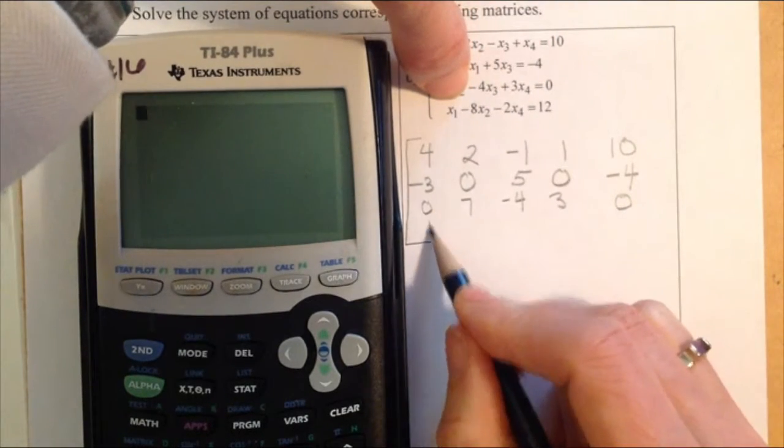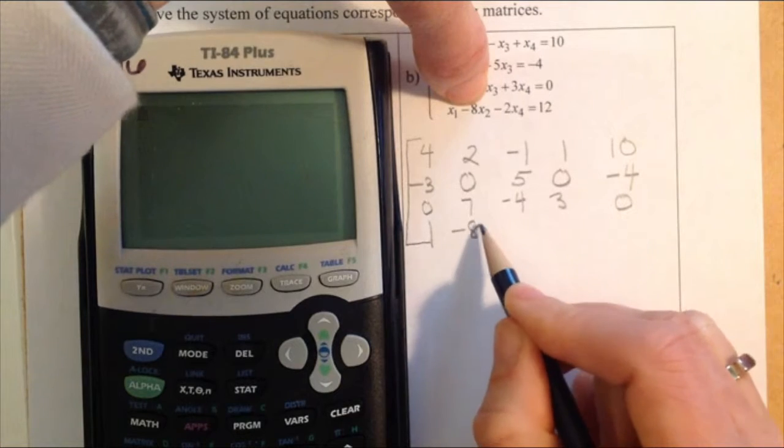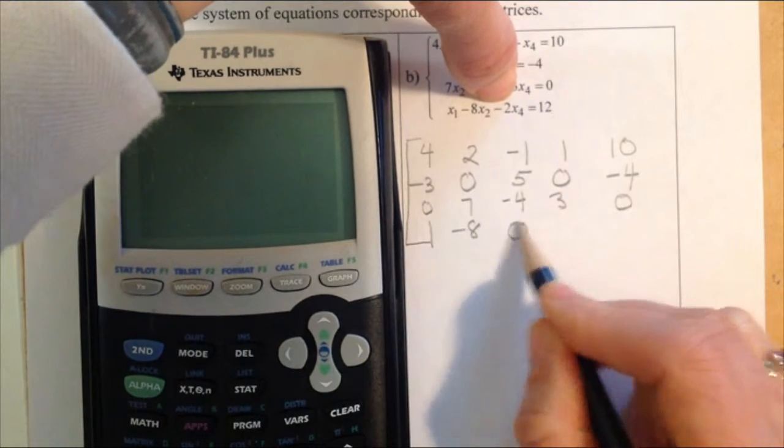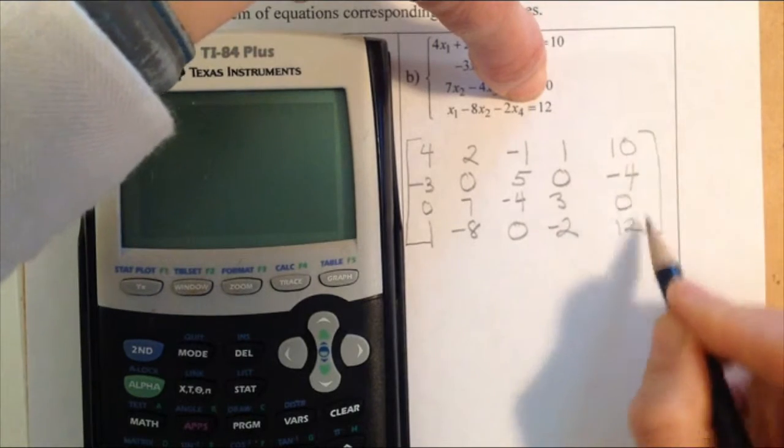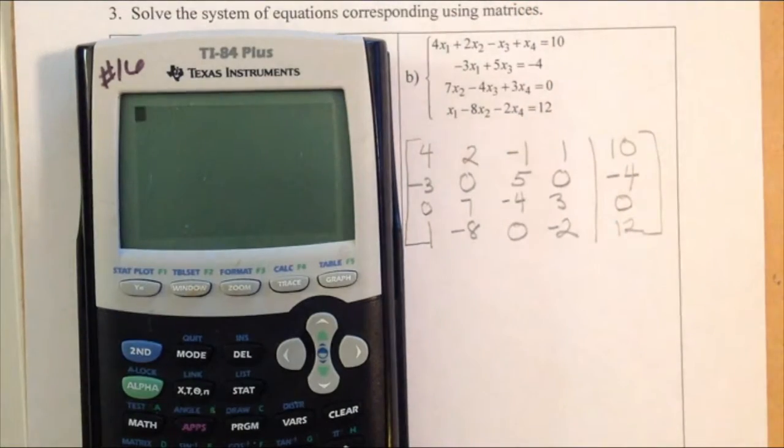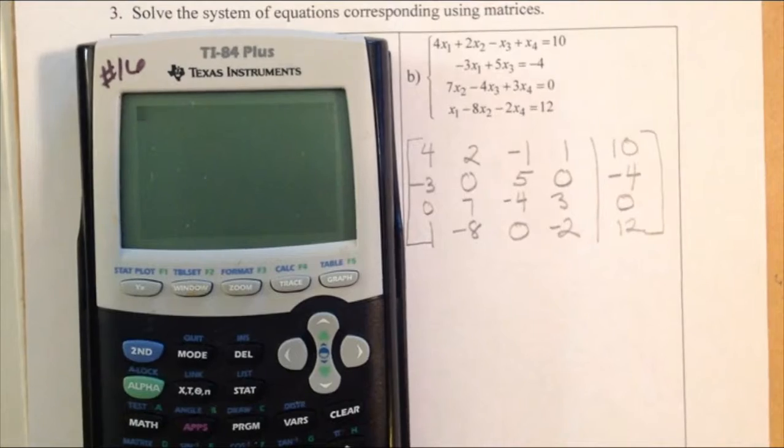In the last equation there's 1x1, negative 8x2s, 0x3s, negative 2x4s, and 12. Okay, so here is the augmented matrix.